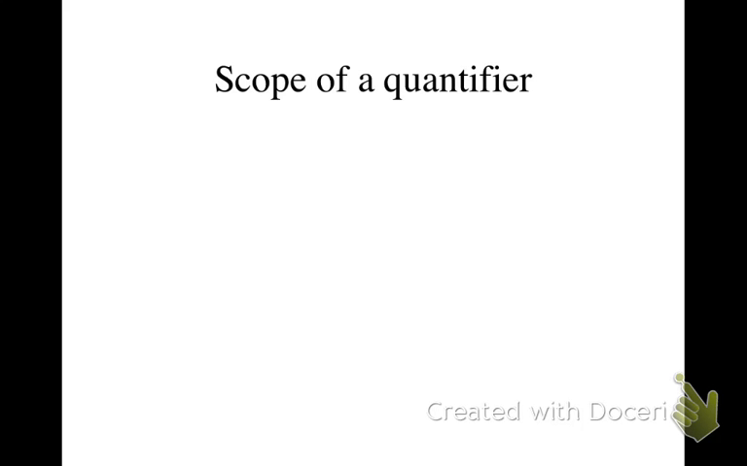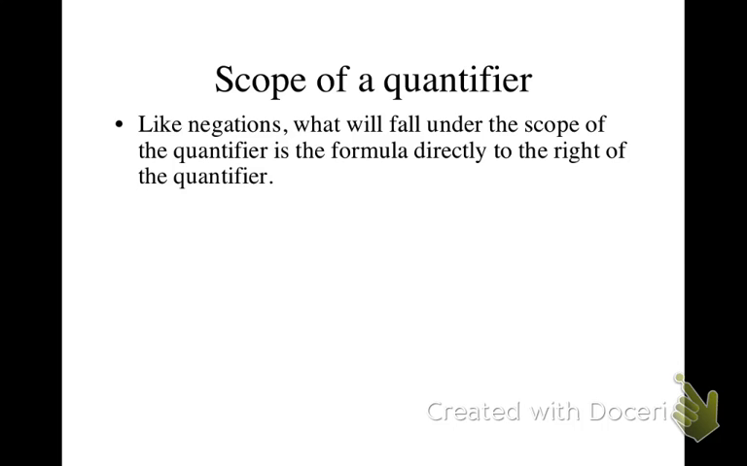This video will explain the scope of the quantifier operators. So, like negations, what will fall under the scope of the quantifier is the formula directly to the right of the quantifier. So, quantifiers are like negations in that they're unary operators. For a negation, what's under the scope of the negation is what's right next to it.